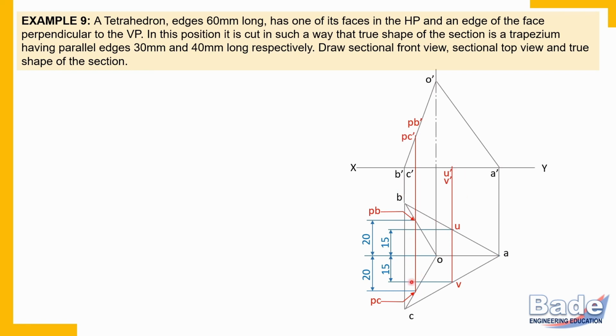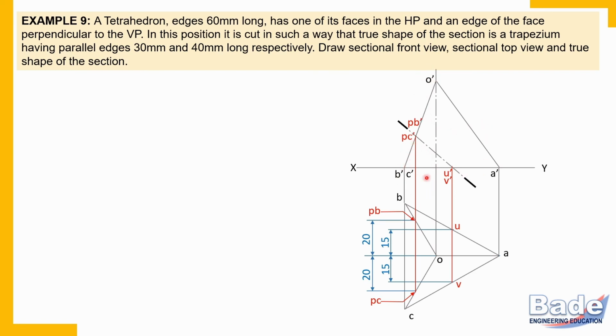To have PB, PC 40 millimeters long in the top view, the cutting plane should cut these two edges at this point. And to have UV 30 millimeters long, the cutting plane must cut the base at this point. Now locate the cutting plane. This is the cutting plane line. The portion nearer to the observer, that is the apex side portion, is the removed portion. And here it is the retained portion.